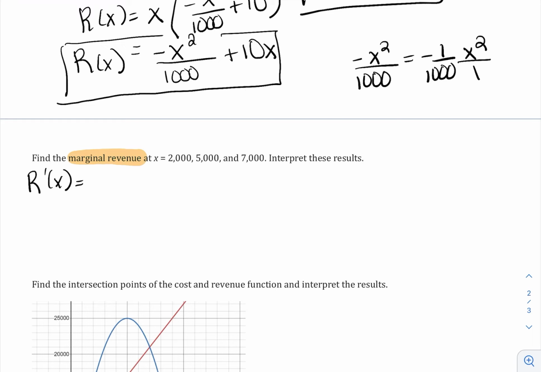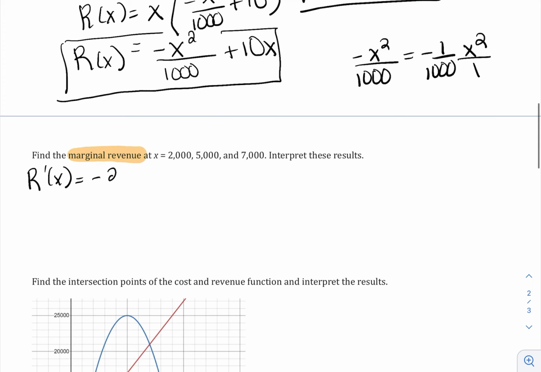So when you bring down the 2, it's going to give you negative 2 over 1,000 x, subtract 1 from the exponent, it will give you 1. And the derivative of 10x is 10. So I can clean that up a little bit. Negative 1 over 500 x plus 10.